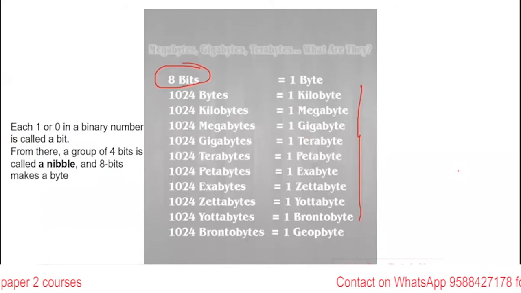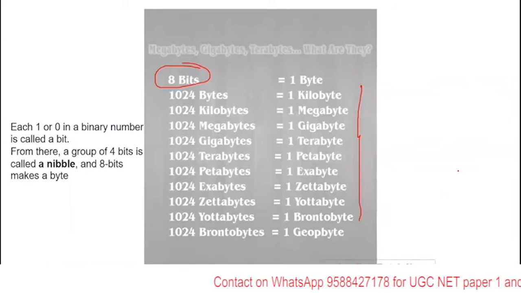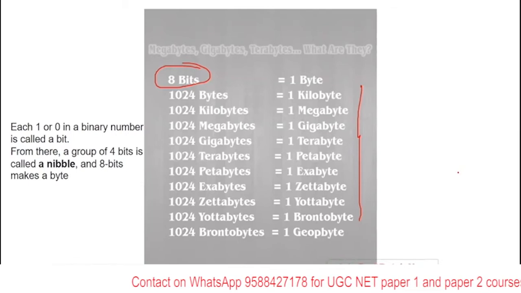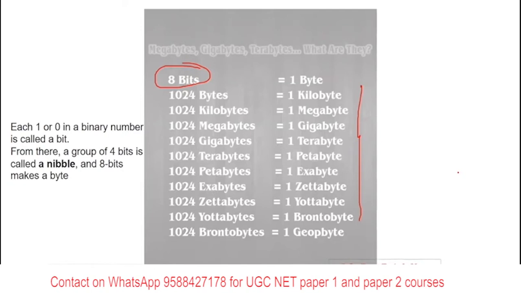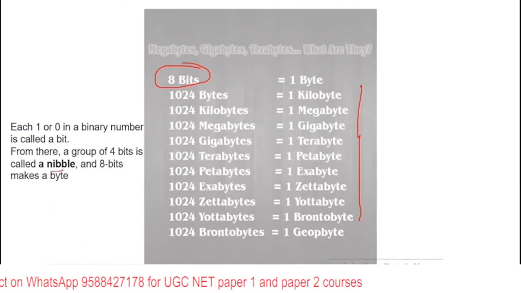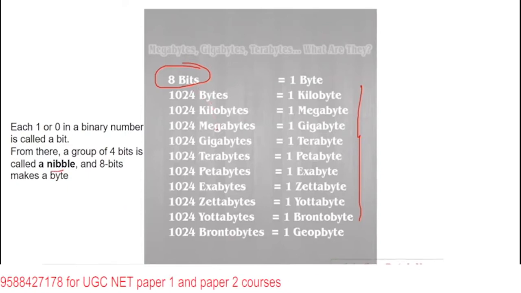Sometimes they give it to you in the form of recognition. Sorry, 1024 gigabytes is what type of terabyte? So you need to go the other way around also, but you should know the sequence also. The lowest starts from the nibble, that is, 4 bits is a nibble. Then we have bits, bytes, kilobytes, megabytes, gigabytes, terabyte, petabyte.